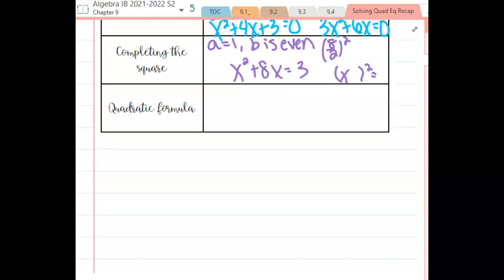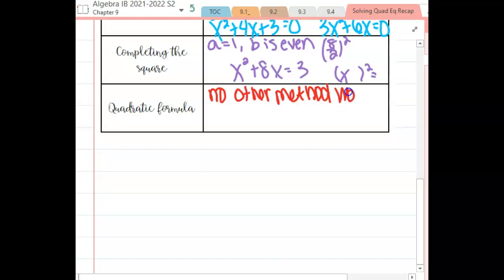Okay? And then our last method that we have been doing this week is the quadratic formula. Really, for me, we're kind of getting the hang of it. I think we're getting more comfortable with it. But it is pretty time consuming, especially whenever you look at these other methods that we have. So for me, the quadratic formula is like your last resort. Okay? You're going to use the quadratic formula if no other method works.